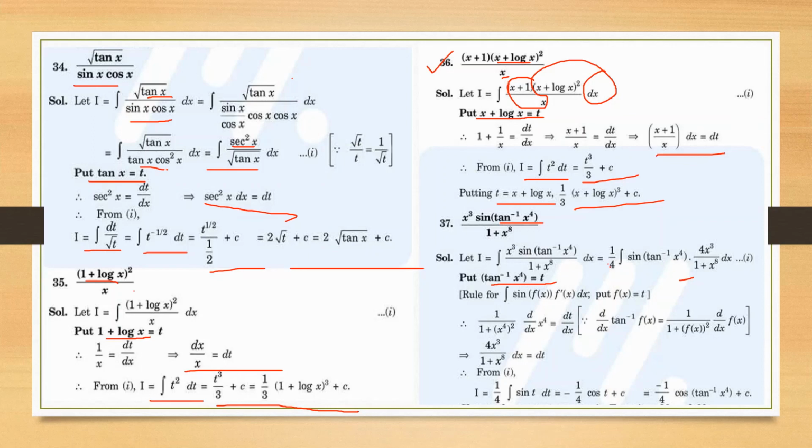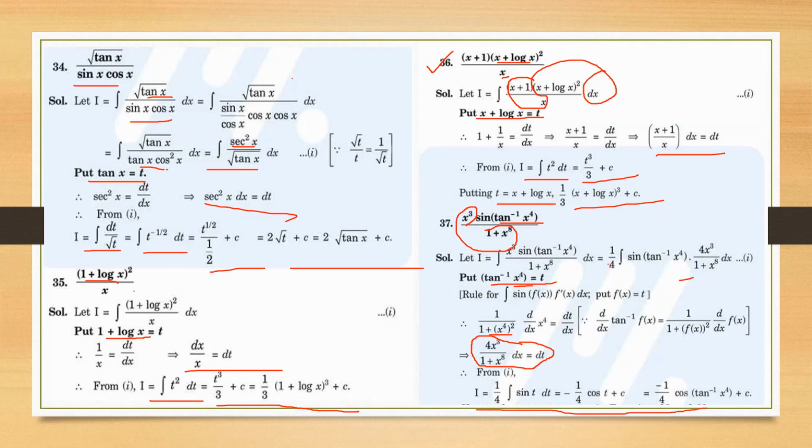And d/dx of x4, which is 4x cube. So that means my 4x cube divided by 1 plus x raised to power 8 dx is dt. Okay. So x cube dx will become dt by 4. So that way also you can introduce 4. Otherwise, if you know, then you can multiply and divide also. Okay. It is 1 upon 4 sin t dt, which is minus 1 by 4 cos t plus c, and re-put the value of t and you will get the answer.